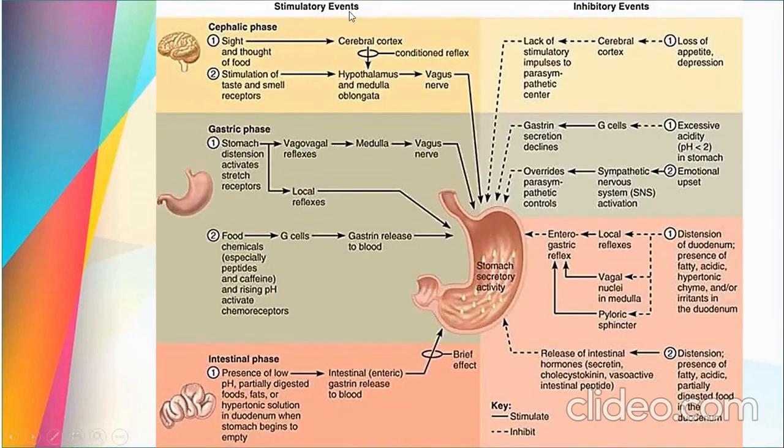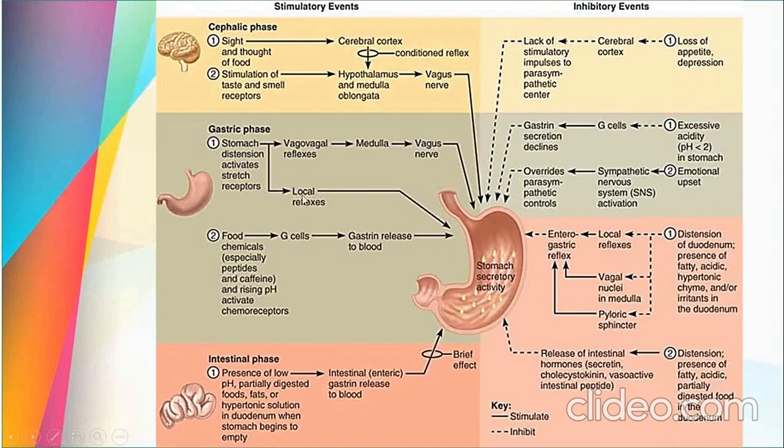Now see this stimulatory event and the inhibitory events. First one is the cephalic phase. In that, sight and thought of food in the cerebral cortex and conditioned reflex, then stimulation of taste and smell receptors, the hypothalamus and the medulla oblongata to the vagus nerve, and the stomach gets stimulated to secrete acid. Next one is the gastric phase. In that, stomach distension activates the stretch receptors, vagovagal reflexes to the medulla and to the vagus nerve to stimulate stomach activity.